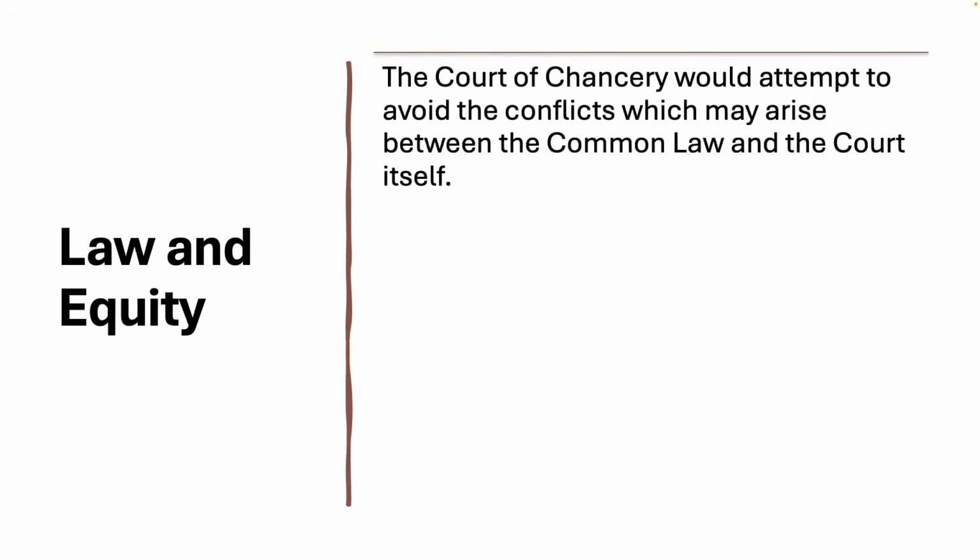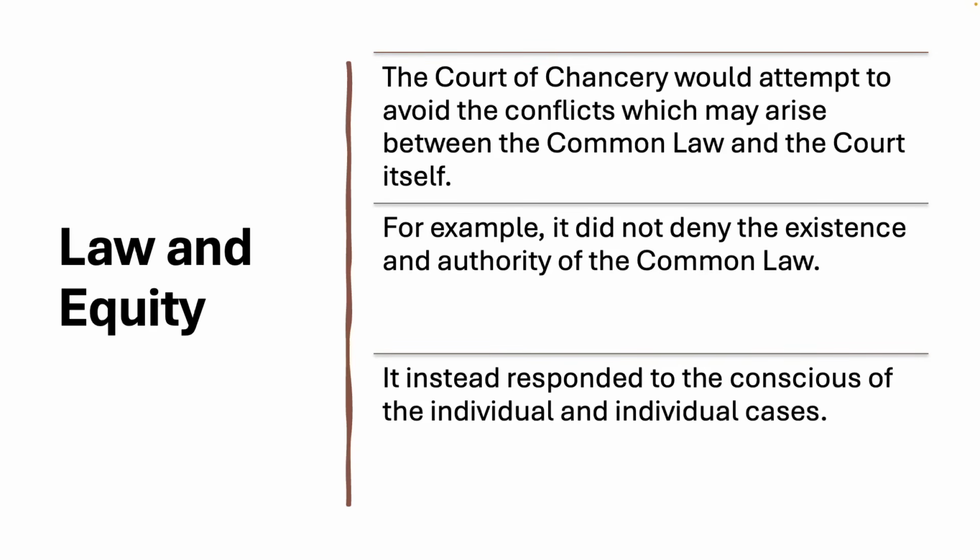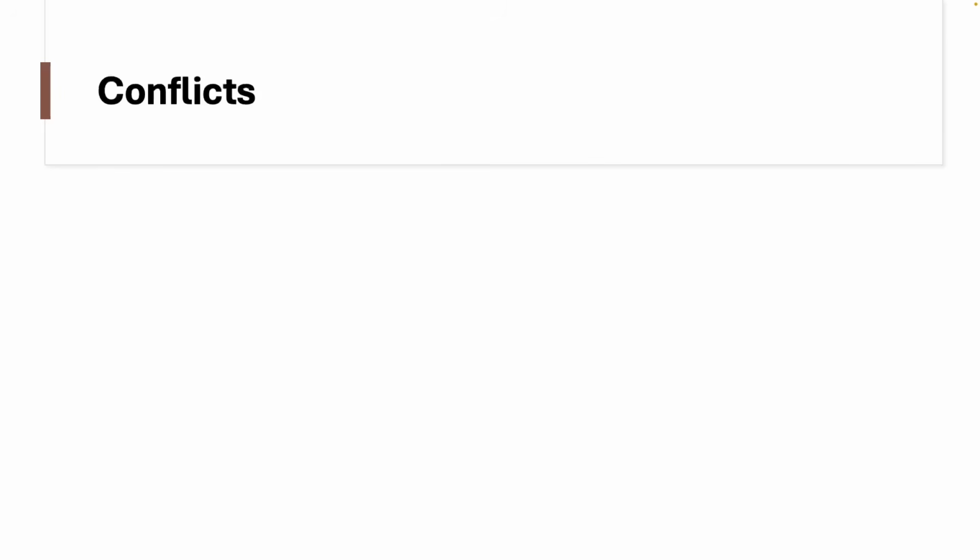The Court of Chancery then would attempt to avoid conflicts with the common law insofar as they would arise. This sometimes happened, and this sometimes didn't result in the avoidance of conflicts. We'll get to that in a second. But fundamentally, for the most part, at least early on, the Court of Chancery tried to remain and not deny the existence of the authority of the common law, and so essentially situated itself as subsidiary to that of the common law. It instead responded to the consciousness of the individual and individual cases.